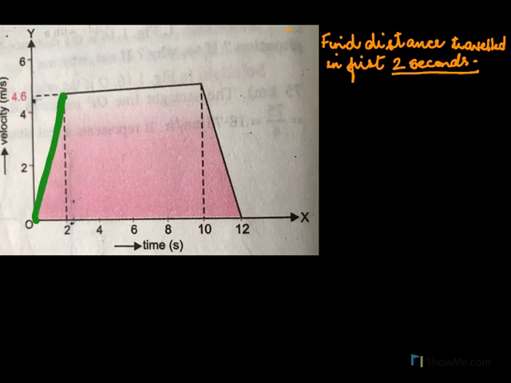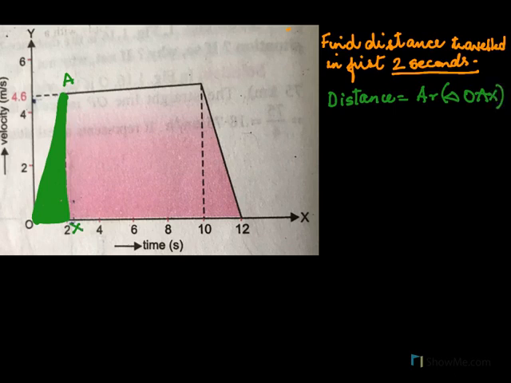This is the graph, and you know that the area below the velocity time graph gives us the distance. So this area will give us the distance covered in the first 2 seconds. Now if you look at this, I'll mark this point as A. This area is a triangle, so the distance covered will be equal to the area of triangle OAX. I'm going to mark this point as X.